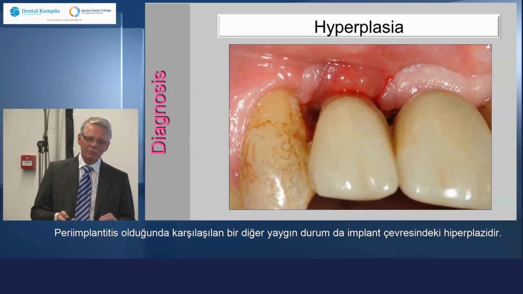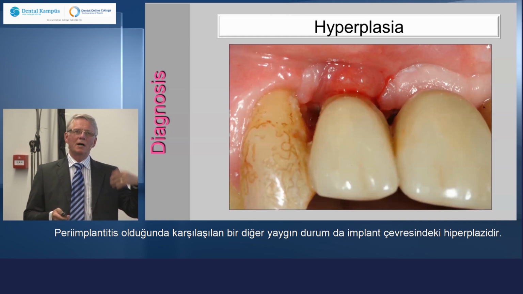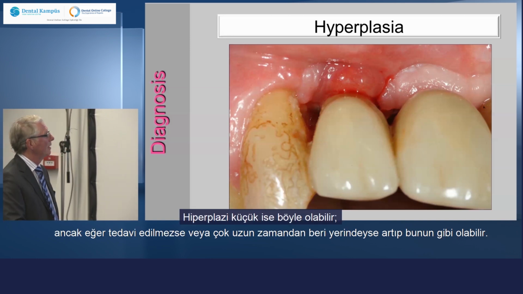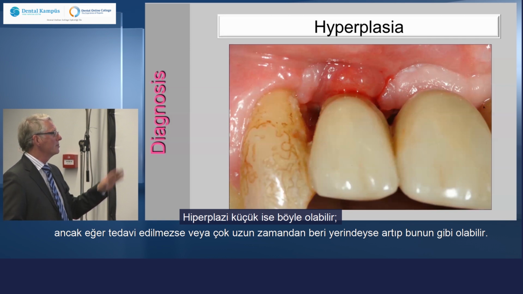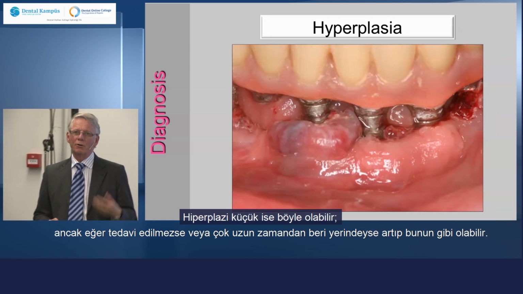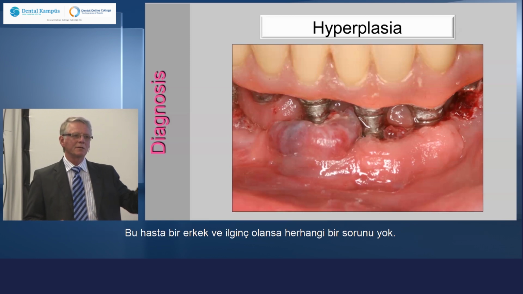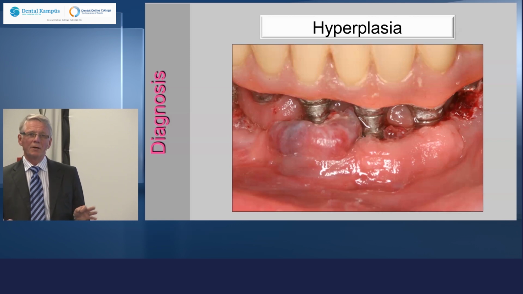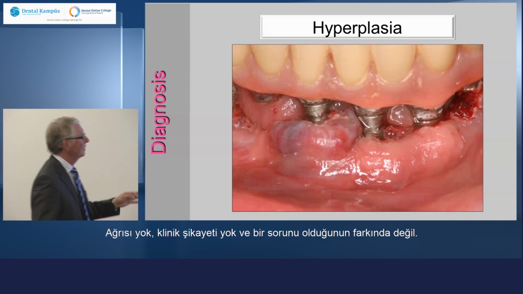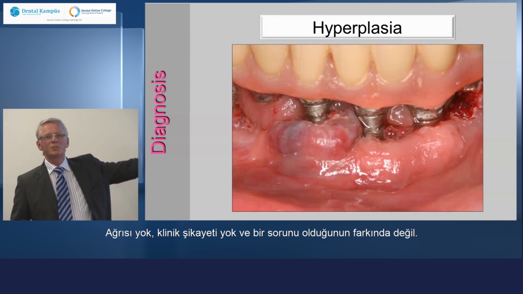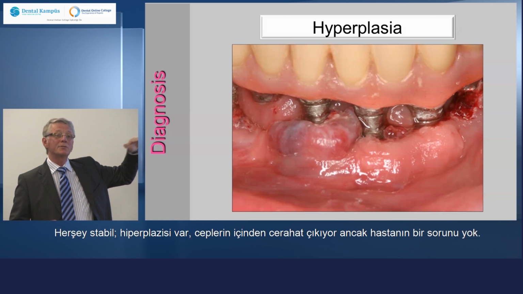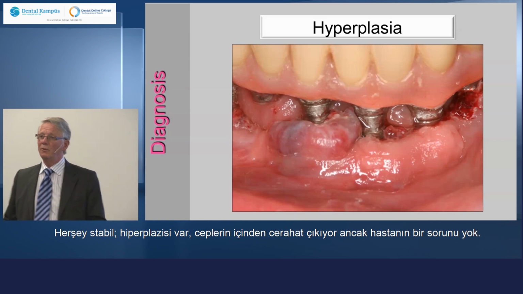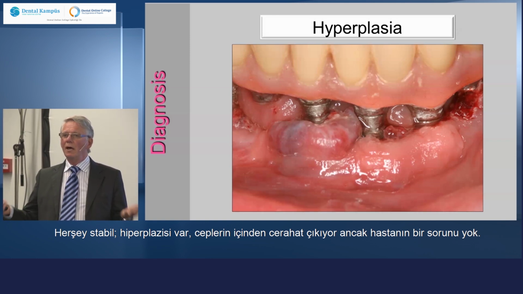Another thing that is common when you have periimplantitis is that you get hyperplasia around the implant like this. And hyperplasia is either a small one like this. If it's not treated and if it's there for a long period of time, it could look like this. This is a gentleman, and the interesting thing is that he has no problems. There is no pain. There is nothing like that. He doesn't observe that he has a problem. Everything is stable. He has this hyperplasia. The pus is coming out of the pockets, so he has no problems.